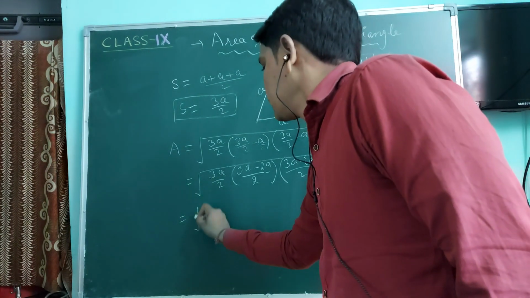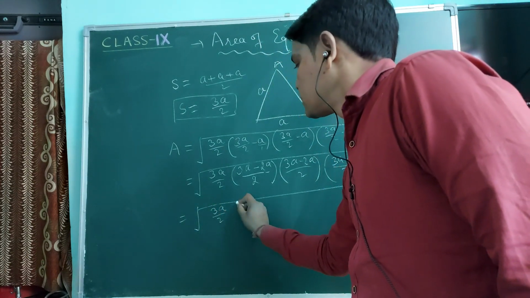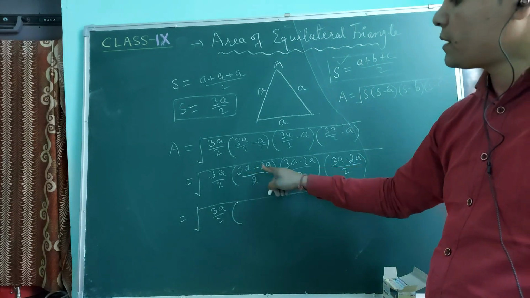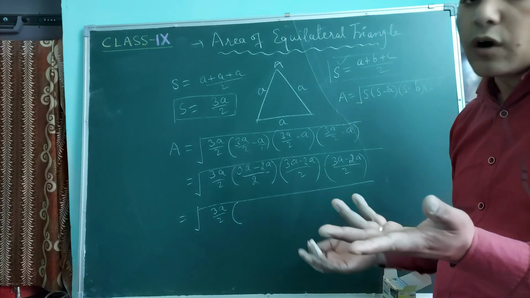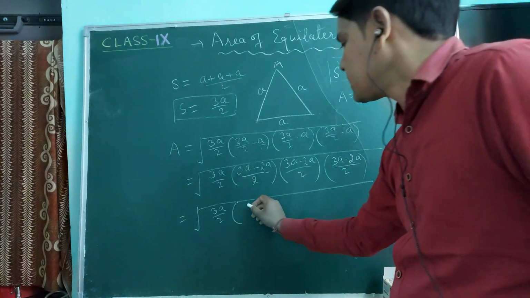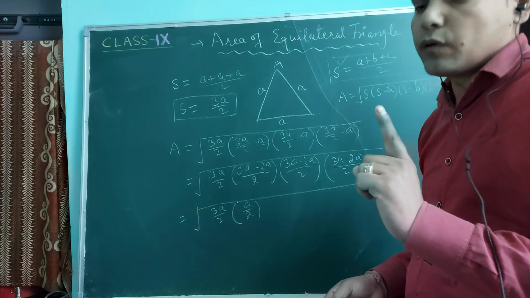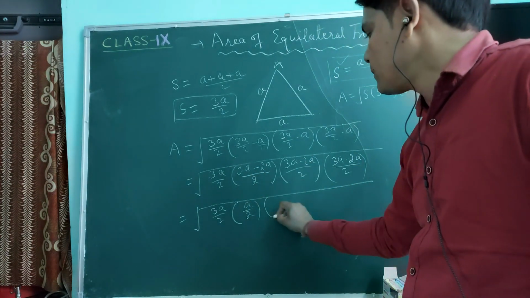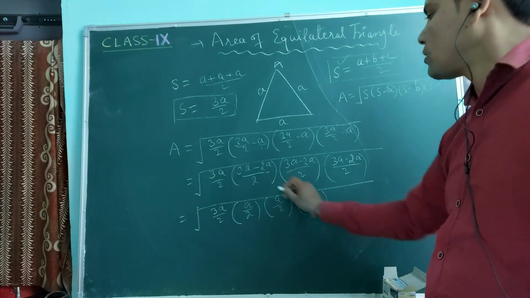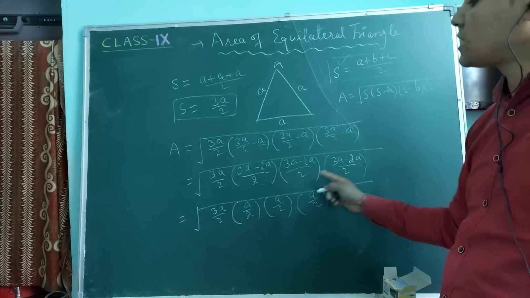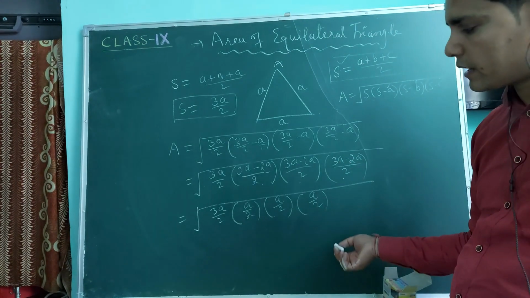And now you can say 3A by 2 will remain the same. And what is 3A minus 2A? We get 1A, and we can write A. Only A. 3A minus 2A means only 1A. And similarly here, A by 2 and again A by 2, because these three factors are the same. That's why this is A by 2, A by 2 and A by 2.